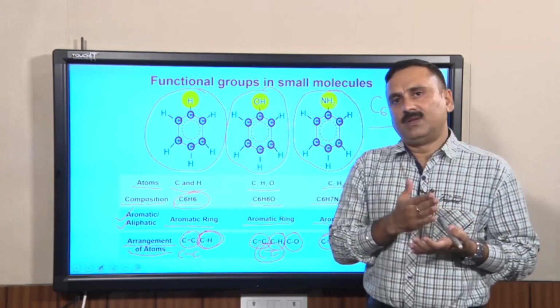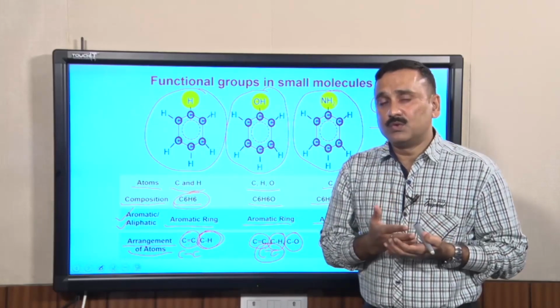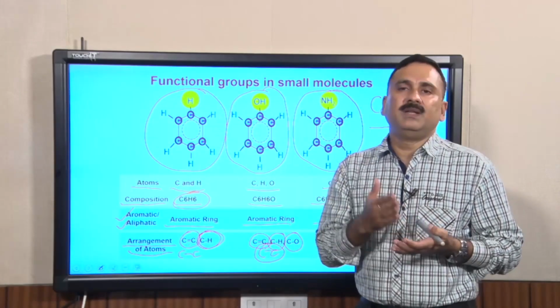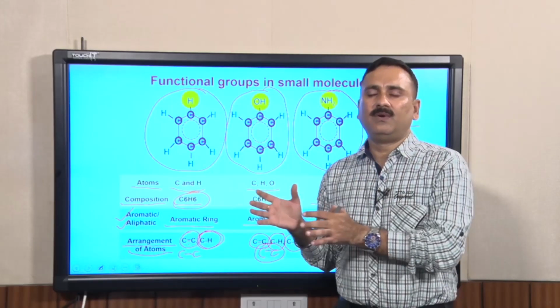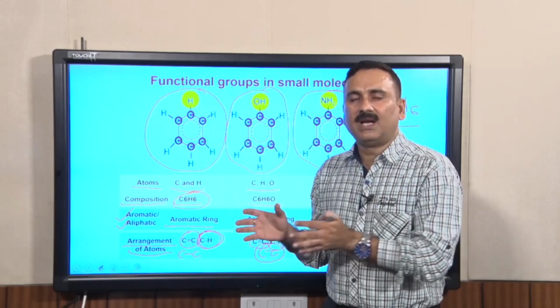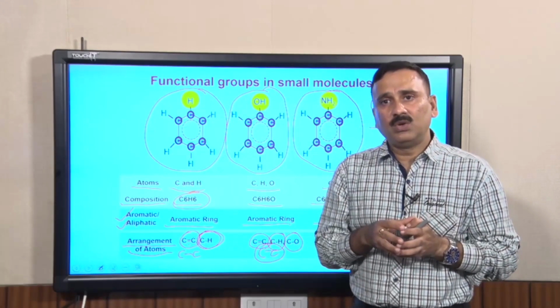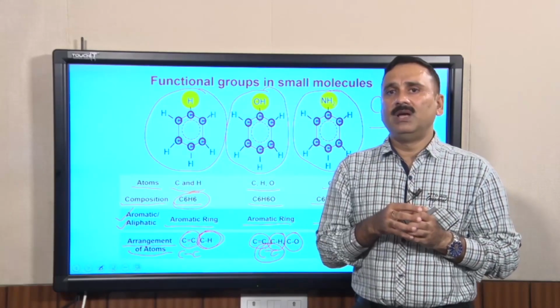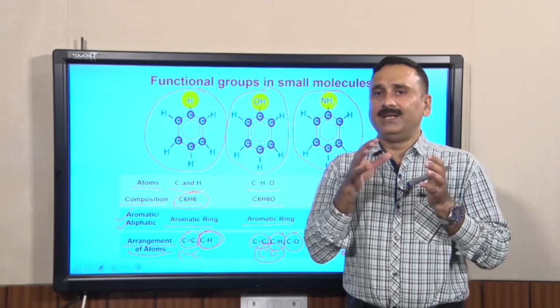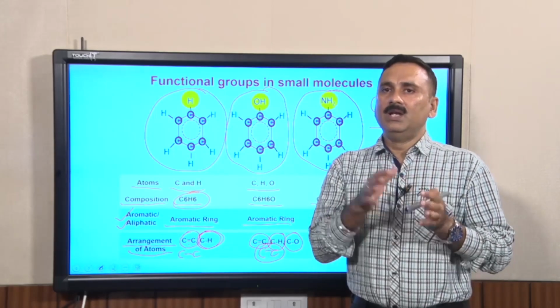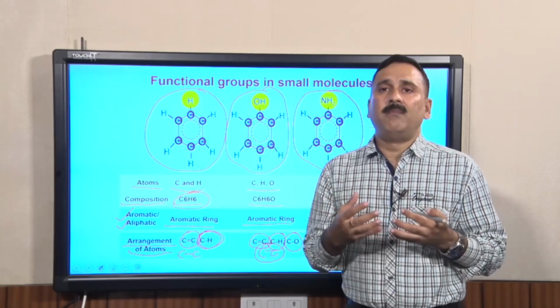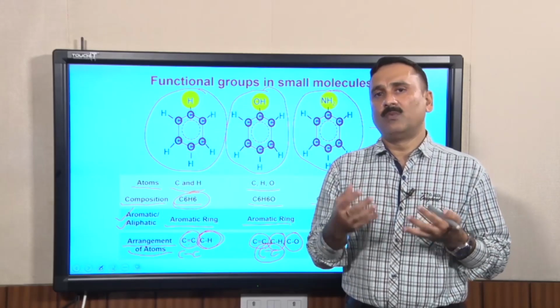Let us revise once more what you are supposed to do. The first thing you have to do is a CHN analysis, which means you give your compound for the CHN analysis, that will give you the composition of the molecule, and that will also help you in deducing the empirical formula. Once you have the empirical formula, then you will be able to predict whether this compound is going to have a functional group or not.